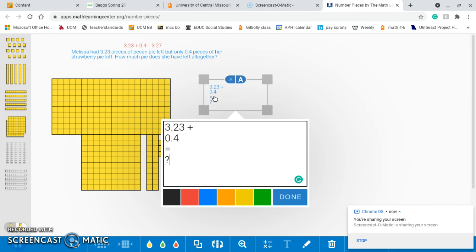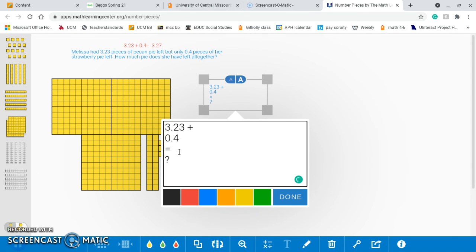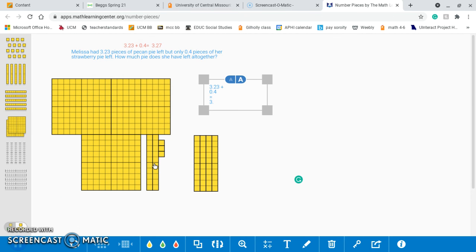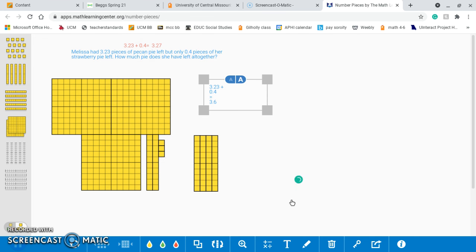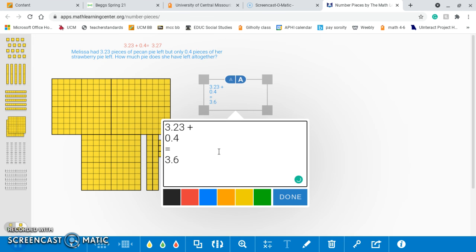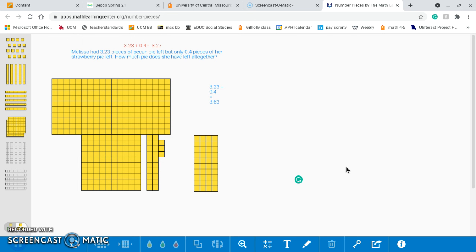If we're going back to our problem here, we know that we have 3 wholes. There's nothing we can trade out. And then we have how many tenths? We have 1, 2, 3, 4, 5, 6. So 3 and 6 tenths so far, but we also have our hundredths, which are these little squares, and we have 3 of those. So we can see that the answer is actually 3 and 63 hundredths.